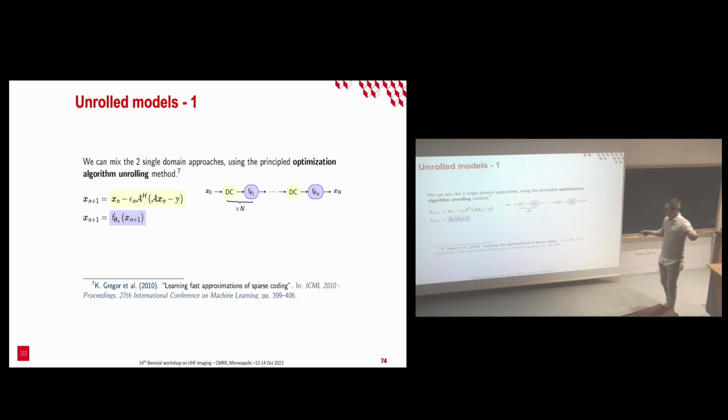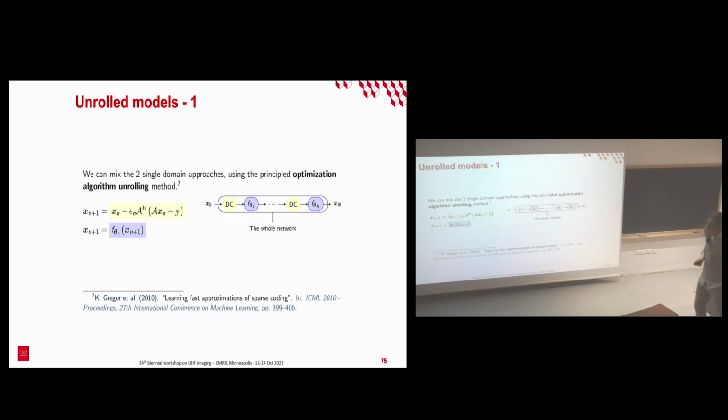Because typically, once you have, for instance, denoised the image at a certain scale, then you will just see artifacts at a tinier scale. So you won't need the same amount of denoising in the subsequent iterations. And so you have the whole network represented here.